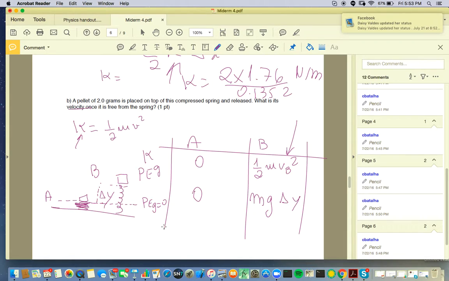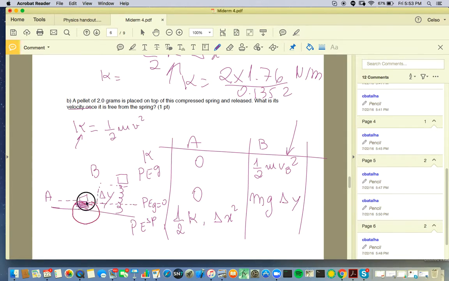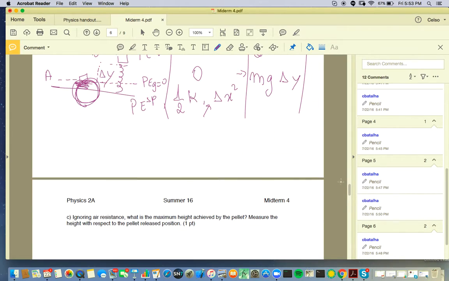What else do we have? Well, do we have a spring? Yes, we do. In A, we have a spring, which is given by half K, the K we calculated in the previous step, times del X squared. So that entire compressed energy, which is right here, is used to move this pellet up to this position and to give it certain kinetic energy. So the problem is solved.